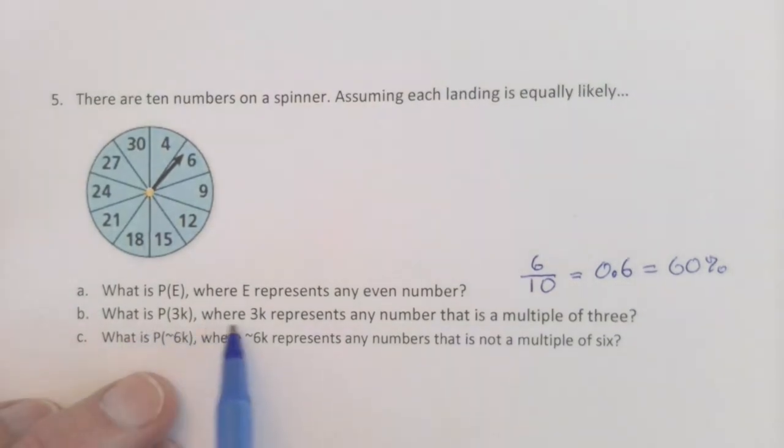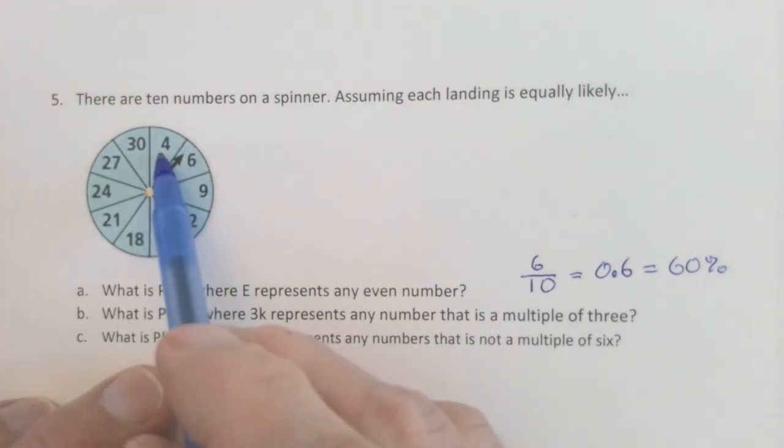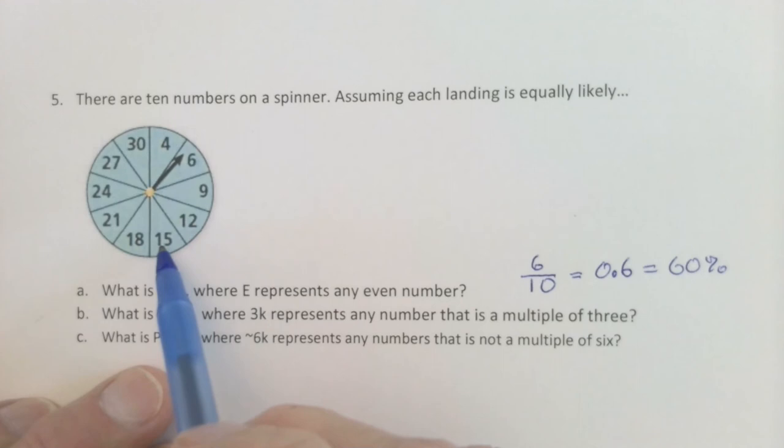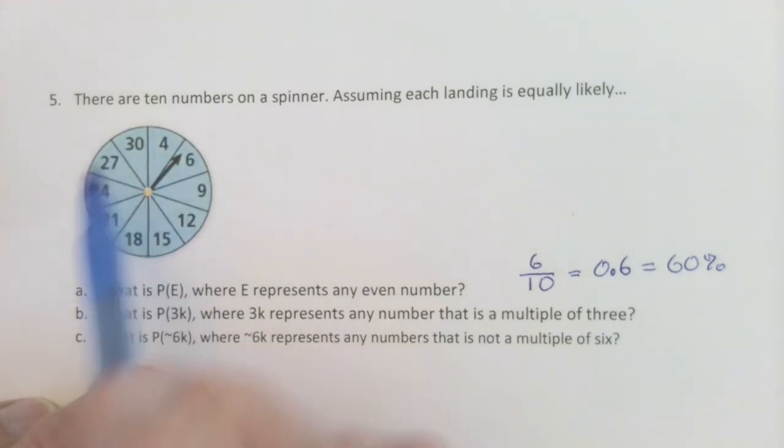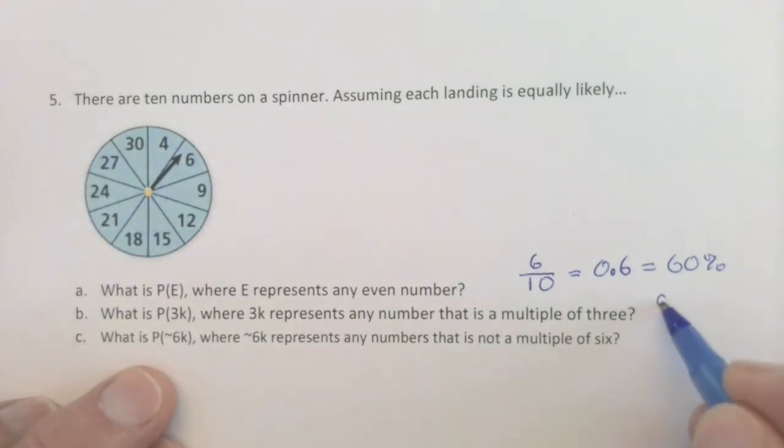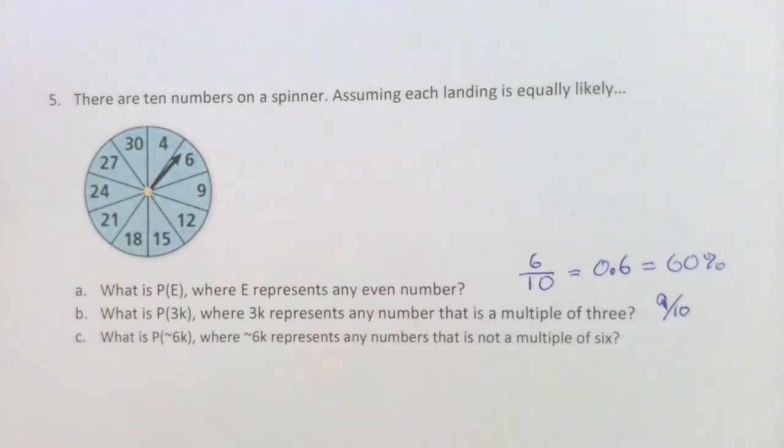What's the probability of 3k, where 3k represents a multiple of 3? Okay, this is not a multiple of 3, but 6 and 9 and 12 and 15 and 18, 21, 24, 27, 30 are all multiples of 3. So this turns out to be 9 out of 10. It's very, very likely, or a 90% chance, you'd get a multiple of 3.